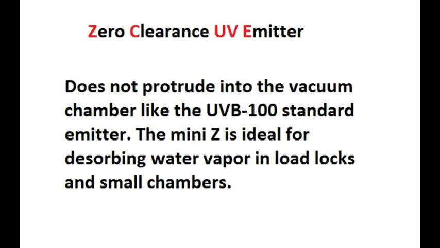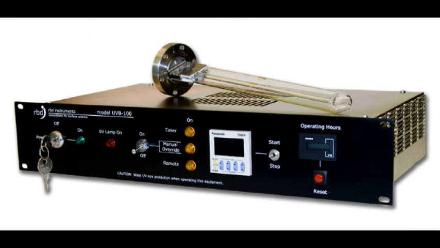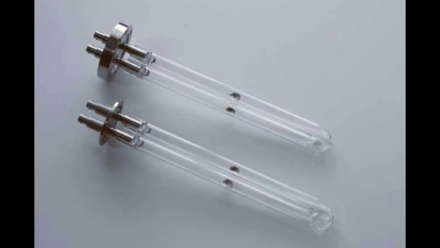We're calling it a miniZ. It's based on the zero clearance UV emitter, or Z-couve. Unlike the Z-couve, there is no window between the emitter and the chamber. Now this is based on our normal UVB100 water vapor desorption product. In this case, the emitter is rather long at about 10 inch and it protrudes inside of the chamber. That comes in two basic flavors, a 2¾-inch CF or a KF flange.